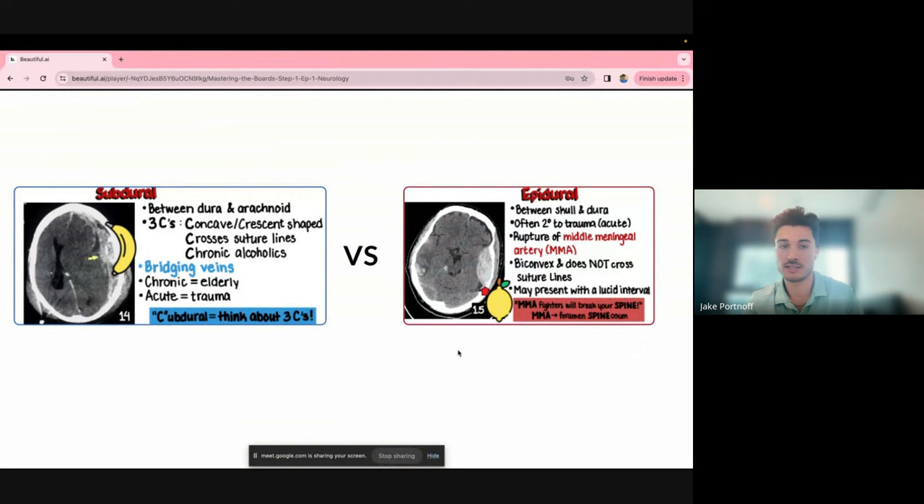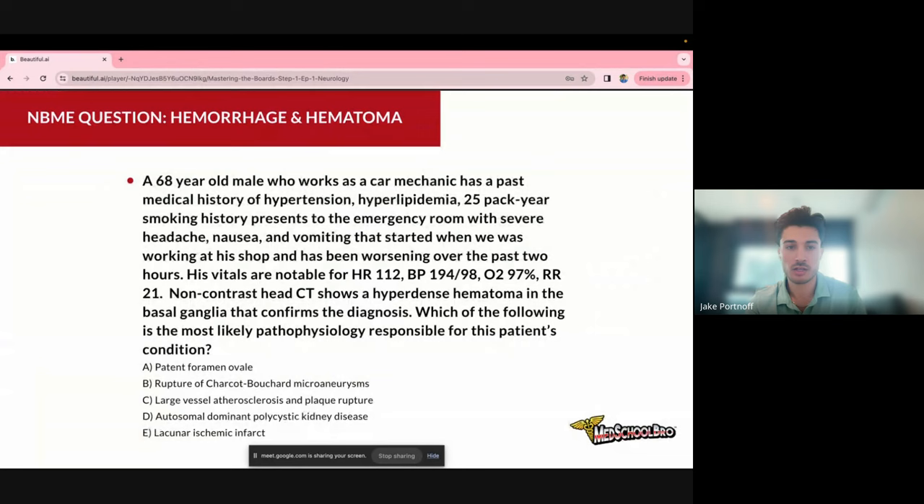Look out for the CTs. These are very, very high yields to recognize, okay? We have our next question. We have a 68-year-old male who works as a car mechanic and has a past medical history of hypertension, hyperlipidemia, and a 25-pack-year smoking history, who presents to the emergency room with severe headache, nausea, vomiting, which started when he was working at his shop and has been worsening over the past 2 hours.